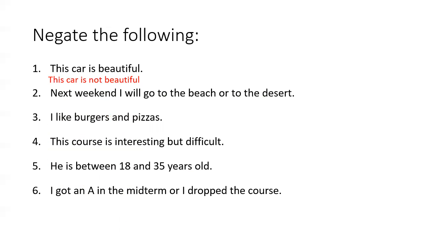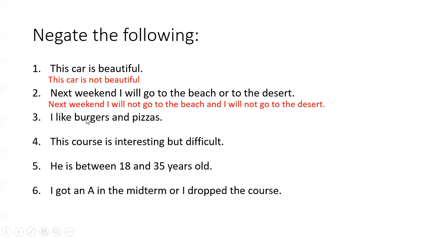All right, not, next weekend, I will go to the beach or to the desert. Not. So what's another way of saying that? Very good. Next weekend, I will not go to the beach and I will not go to the desert. Because if I went to the beach or the desert, this would be true. And so by making this false, I cannot go to either of them, right? So that's what we mean by that. Next weekend, I will not go to the beach and I will not go to the desert.